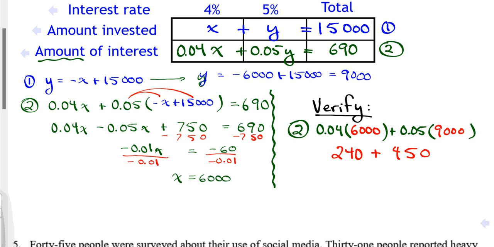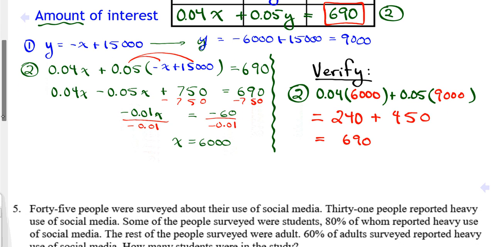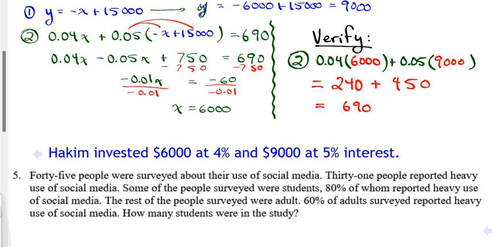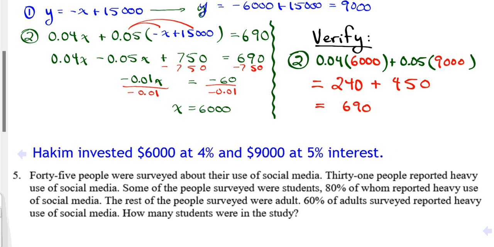And so we get 240 plus 450, which is equal to 690, which is the total amount of interest we were told that Hakeem earned in his investments. So again, because this is an application question, we do need to write a conclusion in words. So here we go. Hakeem invested $6,000 at 4% interest and $9,000 at 5% interest. That is that example.